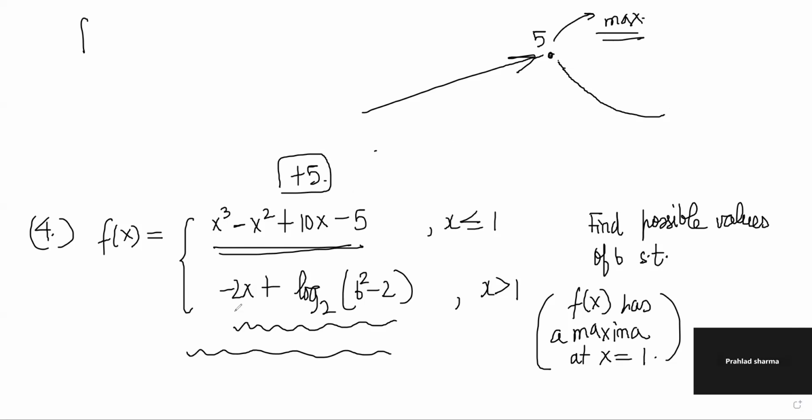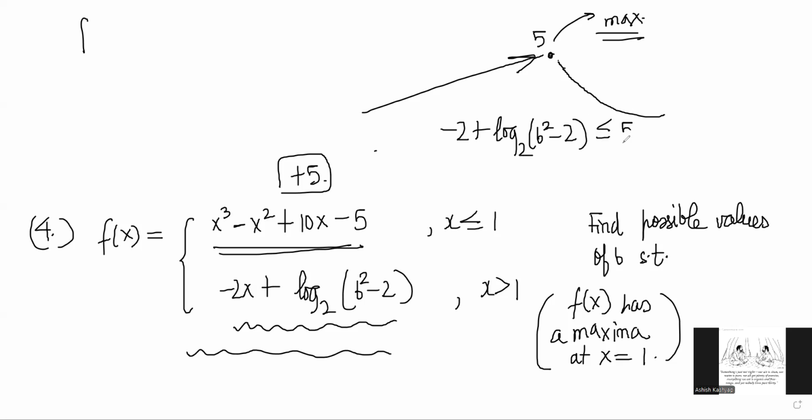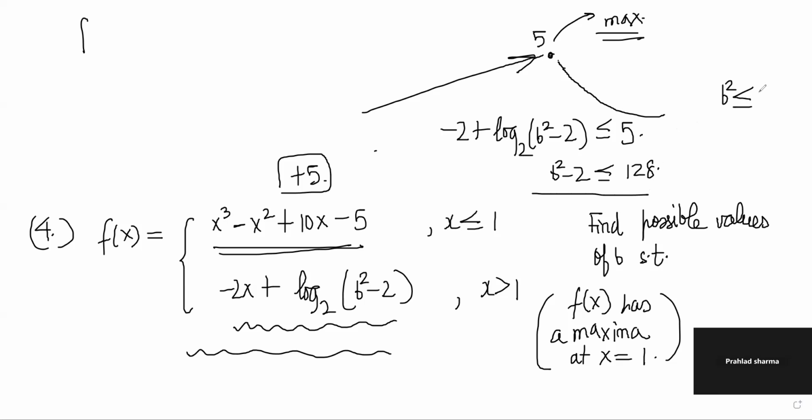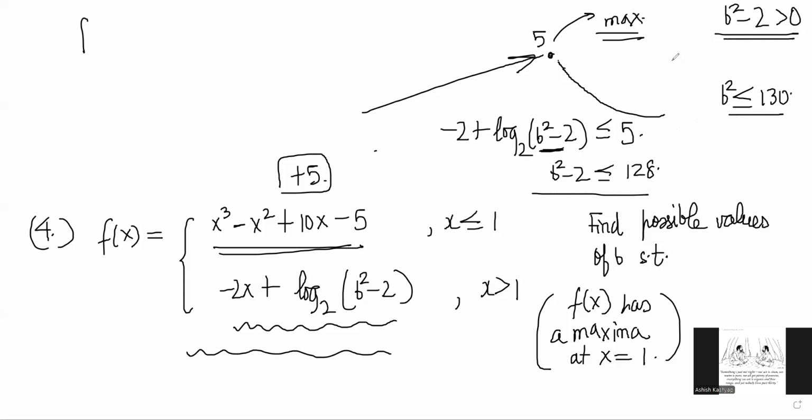Yes, sir. Right side should be less than or equal to 5, so you're correct. So -2 plus log base 2 of b square minus 2 should be less than or equal to 5. You're getting 7 here, and 2 power 7 is 128, so b square minus 2 is less than or equal to 128. Or the other condition is b square minus 2 is greater than 0 for the log to be defined, right? Yes, sir. Okay, so you're getting it, it's fine.